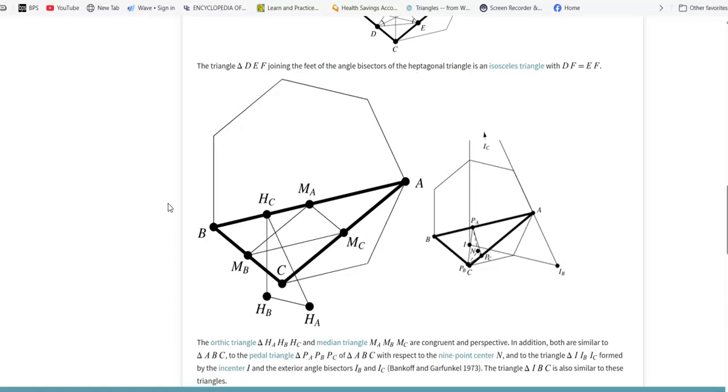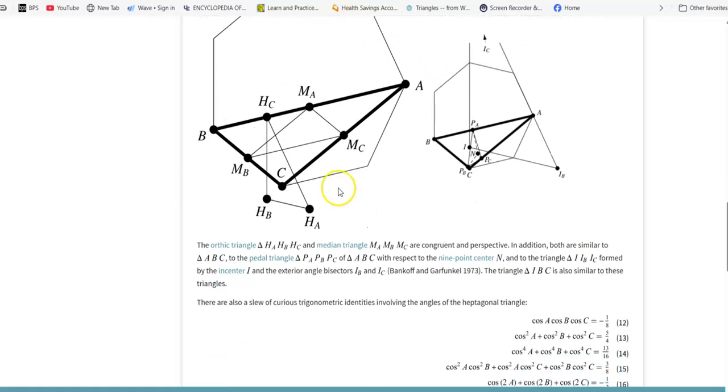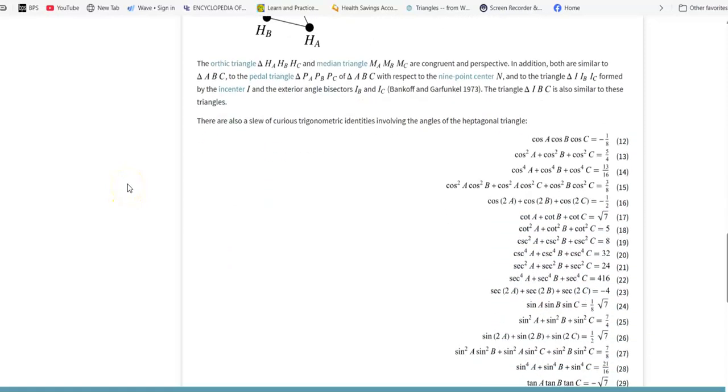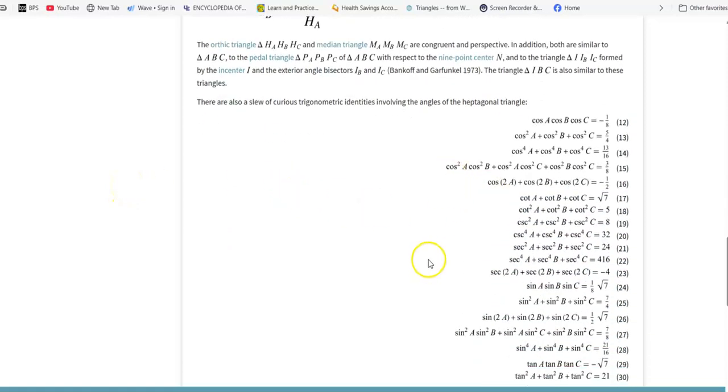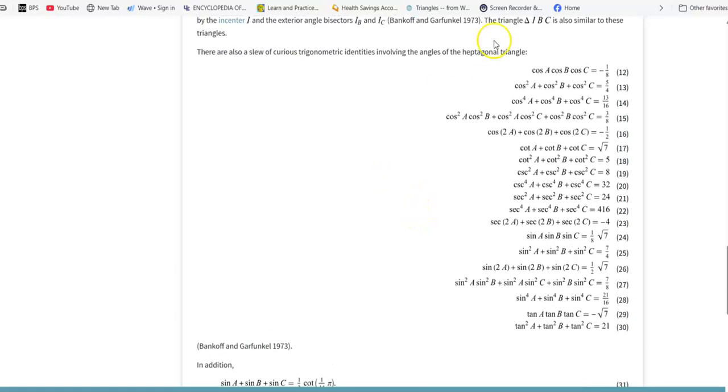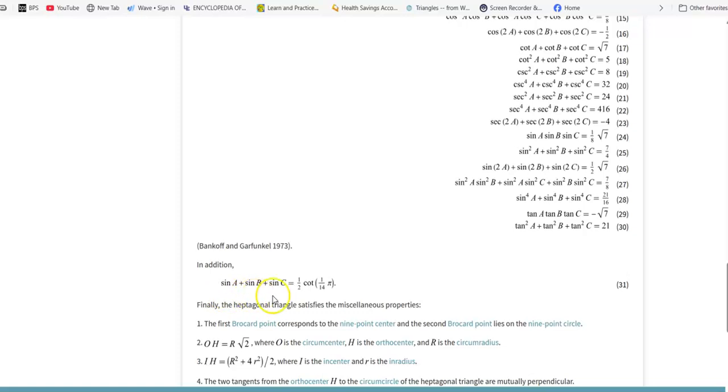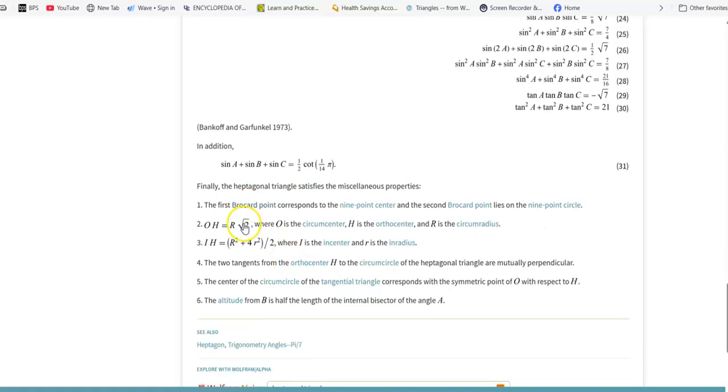It shows some other interesting geometry here that I might get around to proving if and when I can, but as you can see, there's a long list of trigonometric properties that I intend to prove. And this one here, this is one of my favorites, sine A plus sine B plus sine C equals half cotangent of pi over 14. That is quite an interesting proof there.